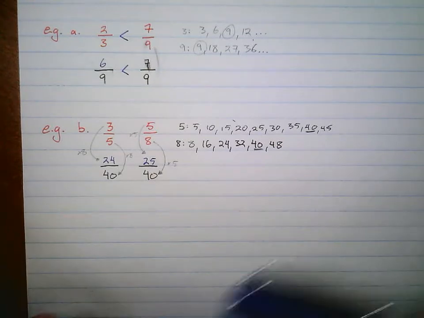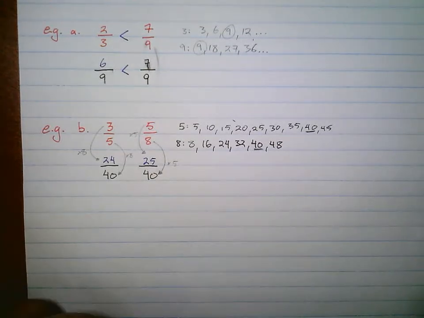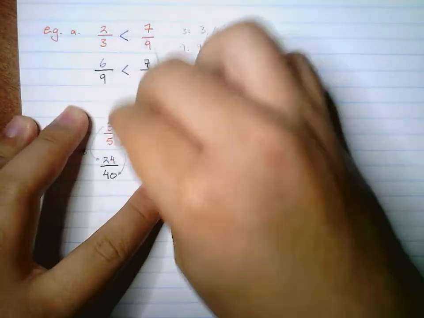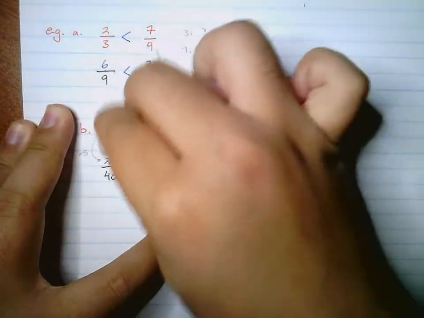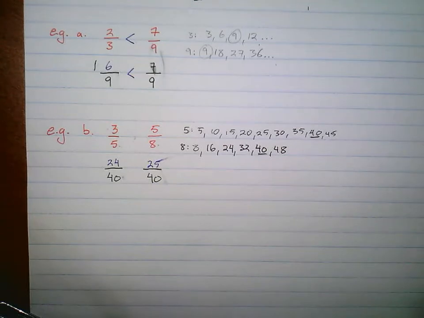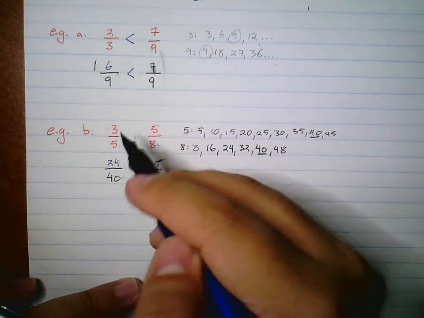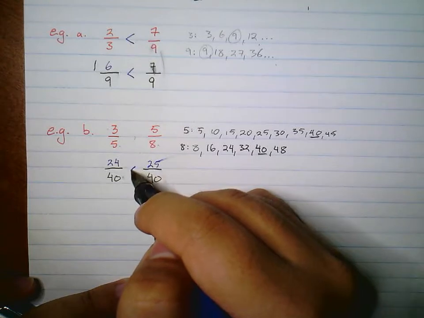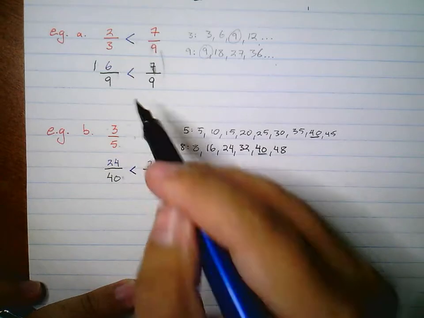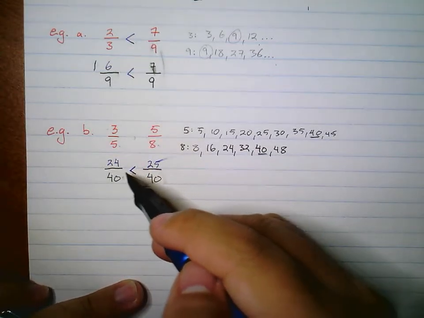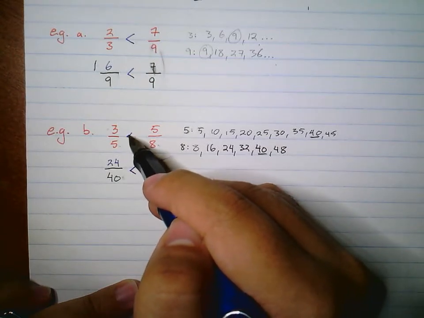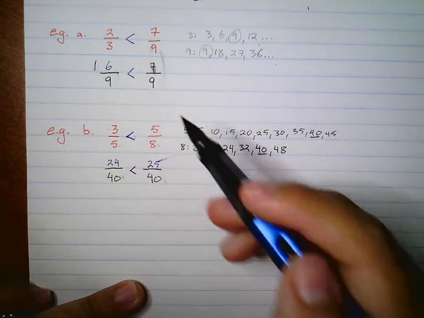Okay, so then now it's very clear, because they have the same denominator, which of these numbers is bigger. So we know which of these numbers now is bigger, because 25 is bigger than 24, so we can say 25 is bigger than 24, or 24 is less than 25. Since this is true, we can also put that symbol for our original question.